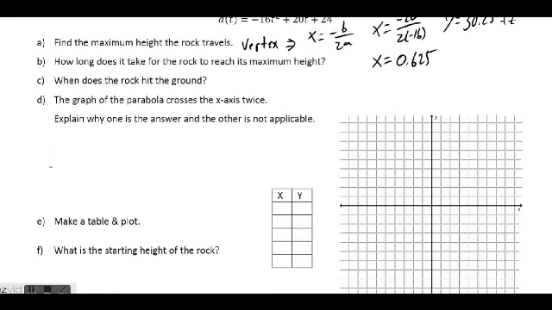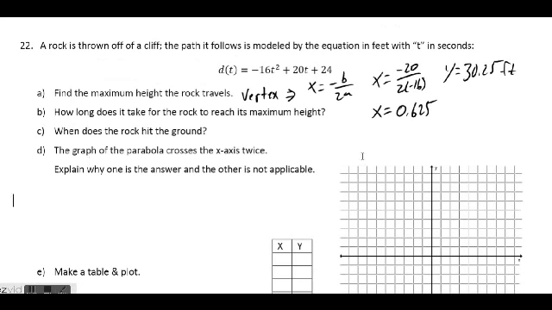How long does it take for the rock to reach its maximum height? The x, or in this case t, is going to give us the time. Realistically, this should have been t equals. So how long does it take? It takes less than 1 second to reach its maximum height.